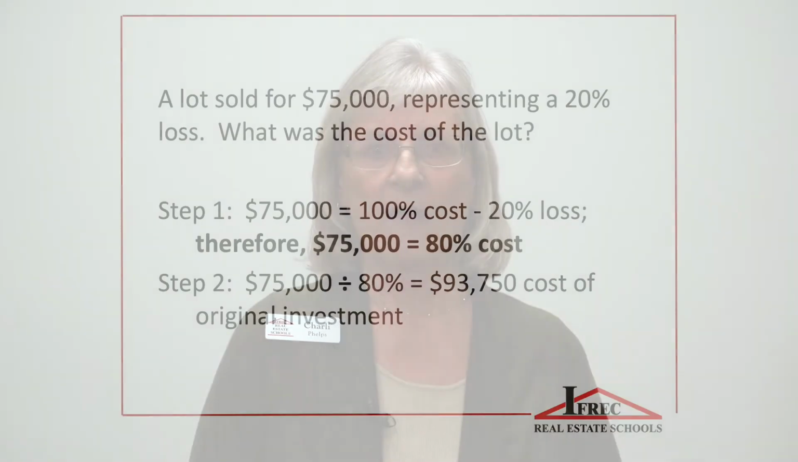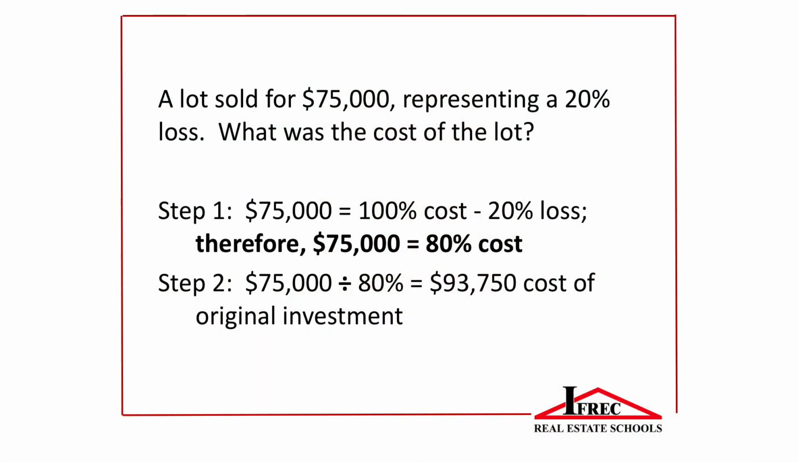So step number 1, the $75,000 represented your cost 100% minus your loss. 100% minus 20% equals 80%. So the $75,000 represents only 80% of what it cost you to buy it in the first place. So now that we represent the $75,000 as 80%, if we take the $75,000 and divide it by 80%, that will give us what it cost in the original investment of $93,750. Made over paid, lost over cost.